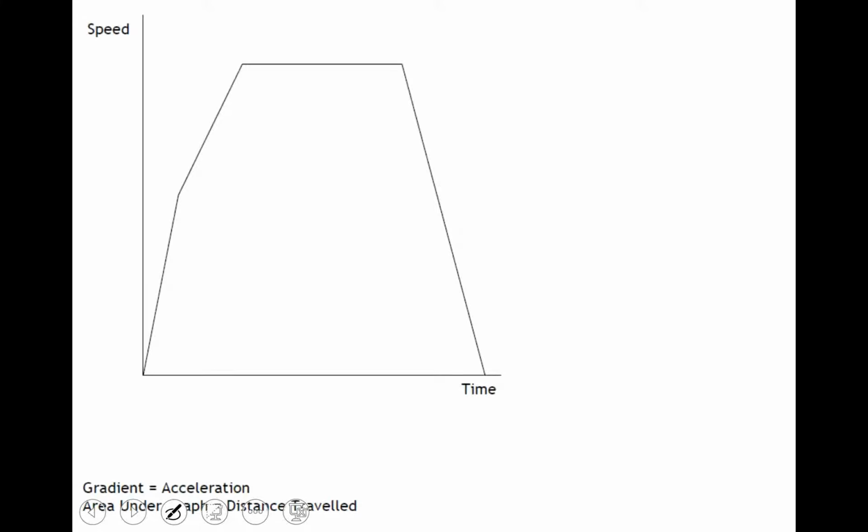Section 3, Speed Time Graphs, of the M1, page 7 of the M1 booklet. This is an example of a speed time graph. In M1, we will only be dealing with straight line speed time graphs. The gradient of the graph at any particular point is the acceleration. The area under the graph is the distance travelled.